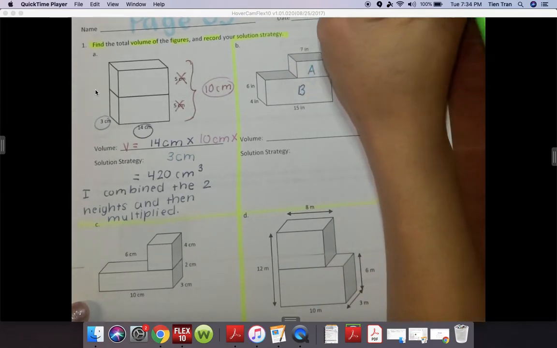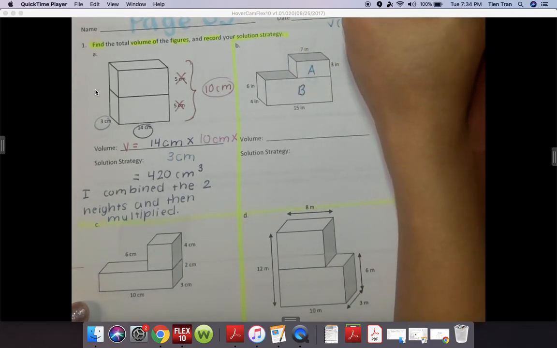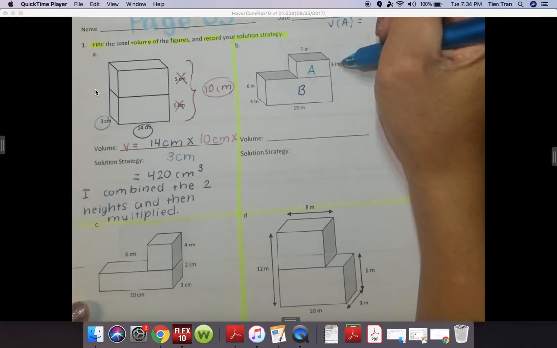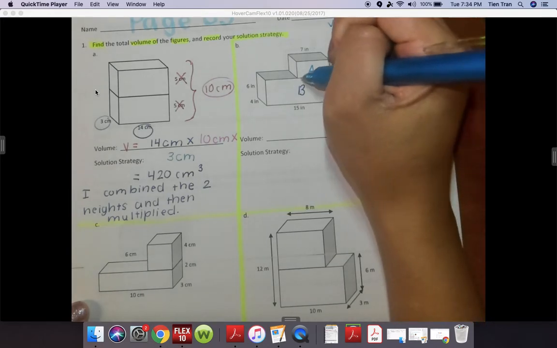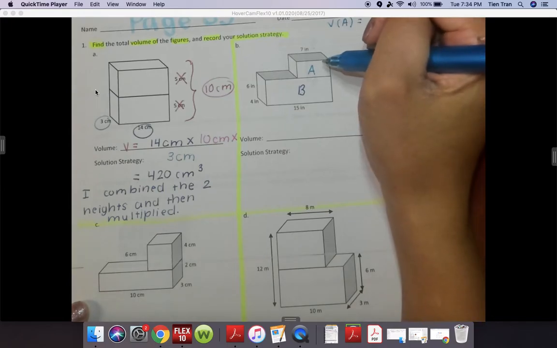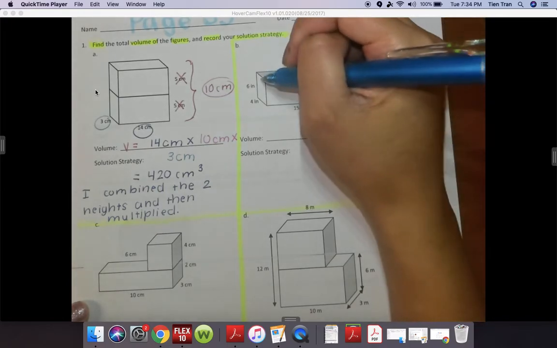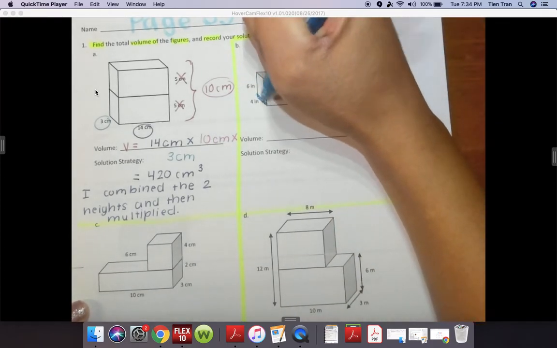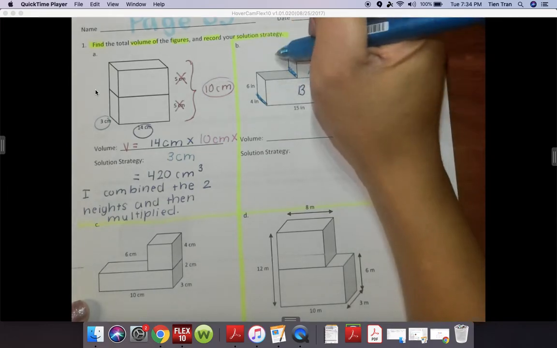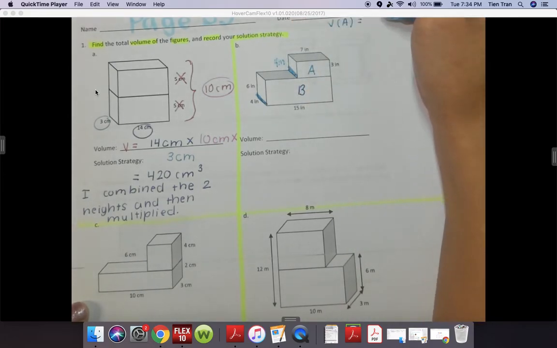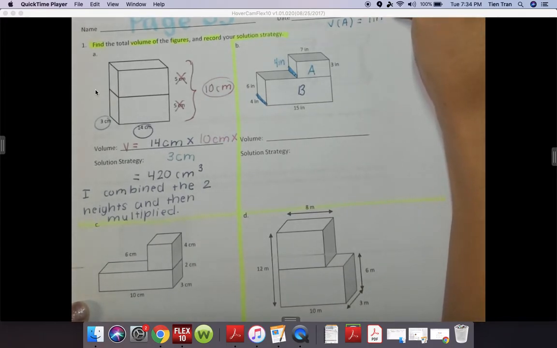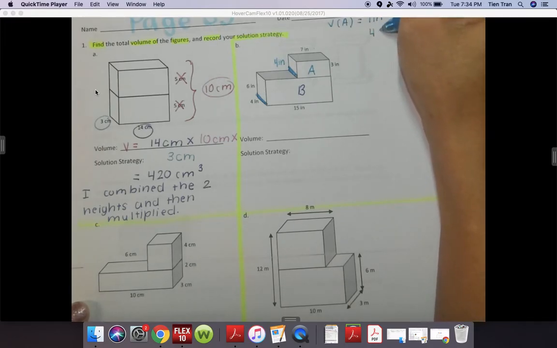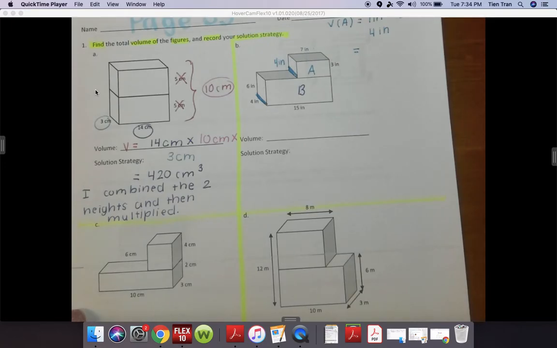So for A, the volume of A is going to be, I'm multiplying, it looks like, 7 inches times 3 inches. And then I need to solve for this one right here for the width. So the width right here would be considered 4 inches because the width right here is going to be the same as the width right here, which is 4 inches, okay? So I'm going to multiply 7 inches times 3 inches times 4 inches, okay? And I'm going to show you what that looks like.